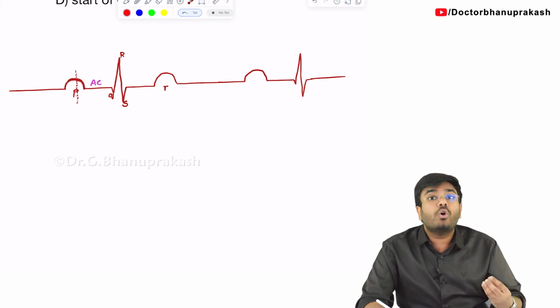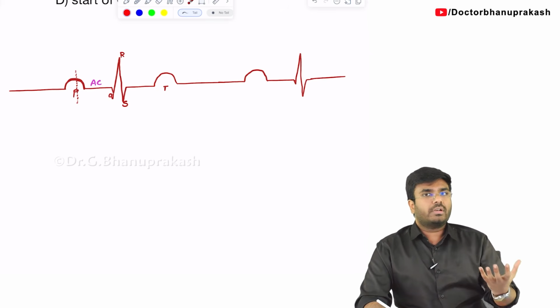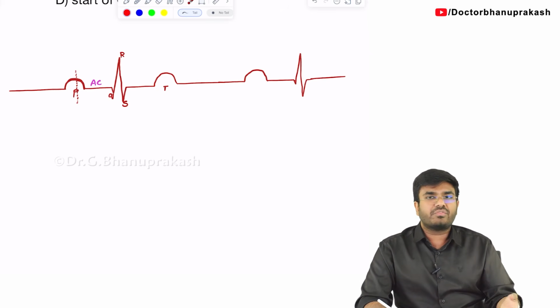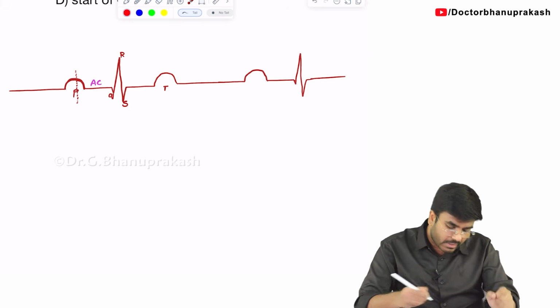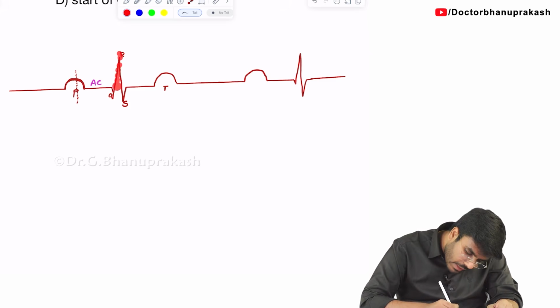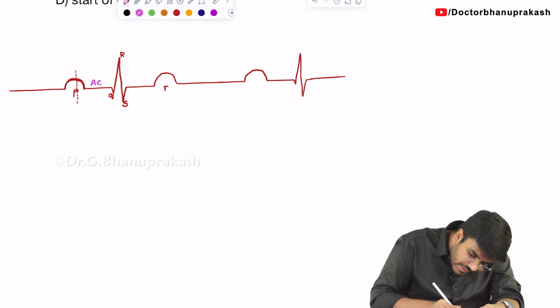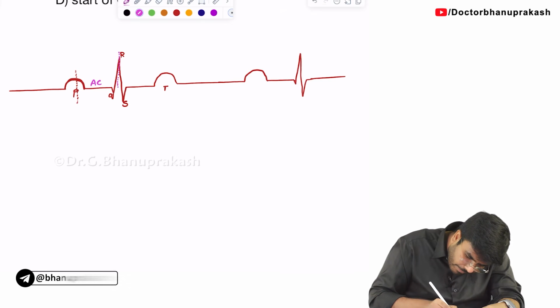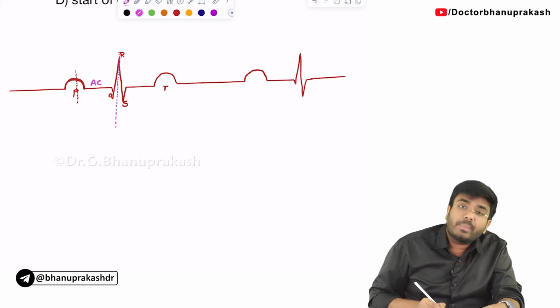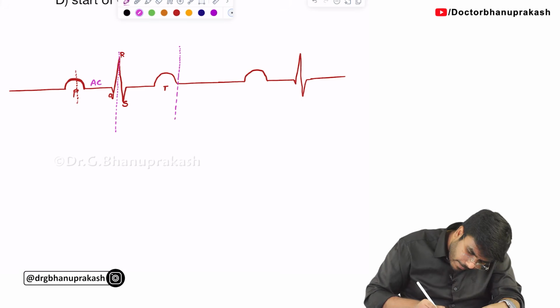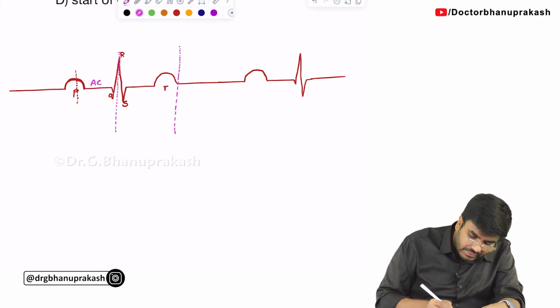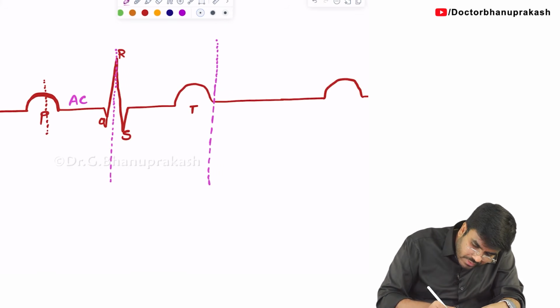Where does ventricular systole begin? Ventricular systole consists of isovolumetric contraction, rapid ejection phase, slow ejection phase. So, isovolumetric contraction begins where? Isovolumetric contraction, or the ventricular contraction, begins from the middle of the R wave, from the middle of the R wave till the end of the T wave. All this is the ventricular systole.